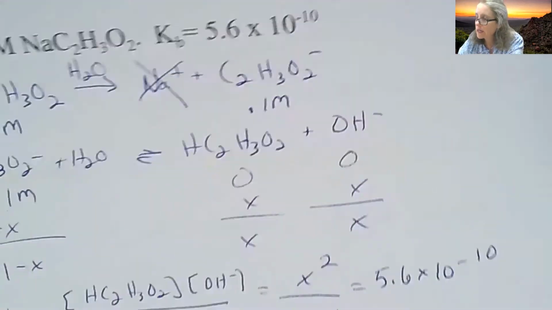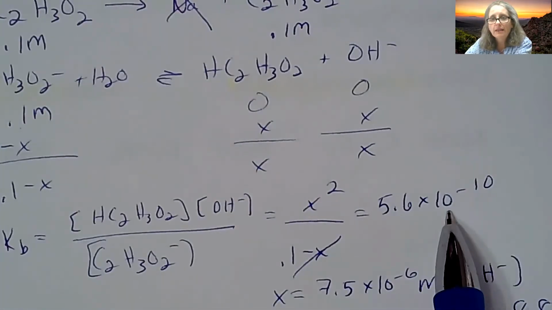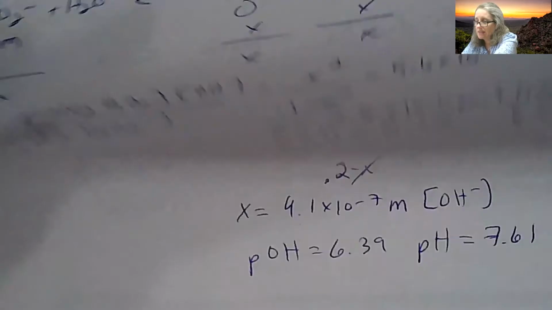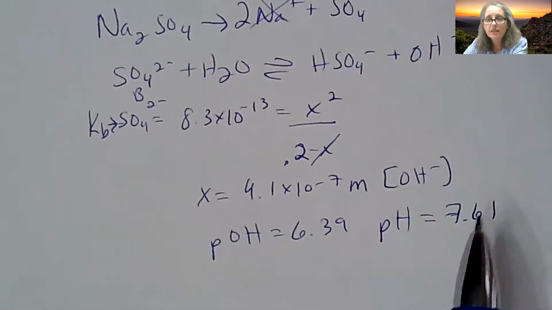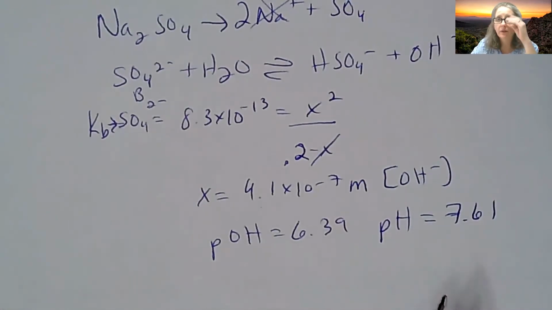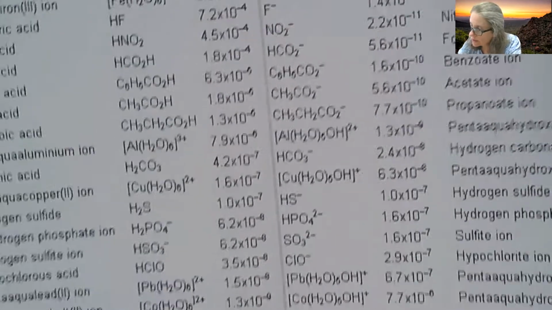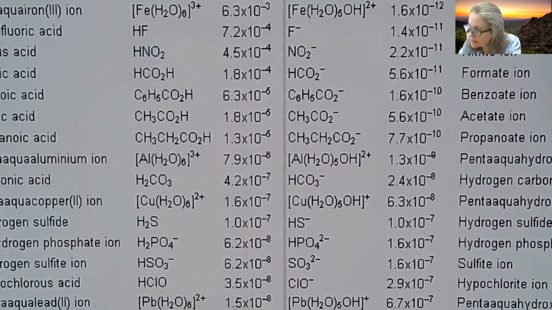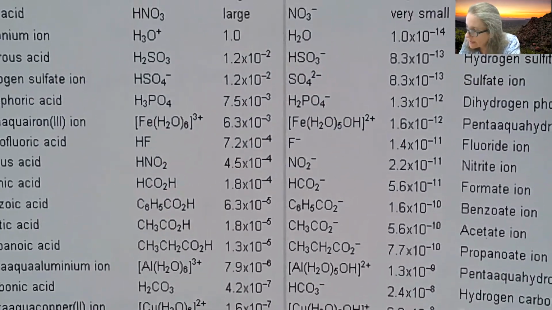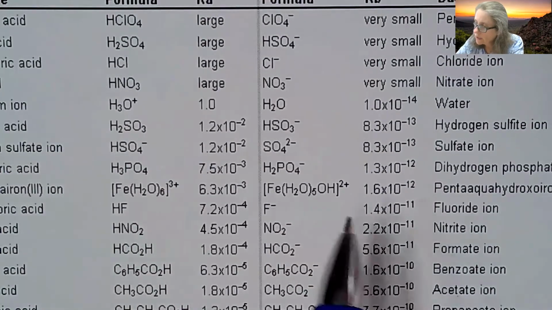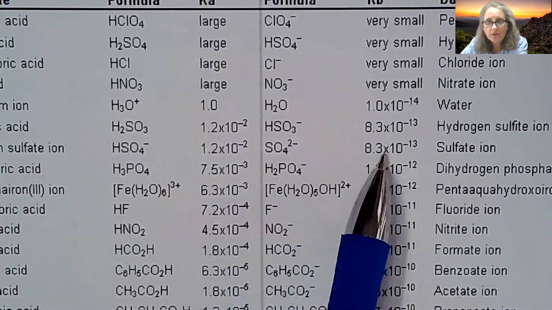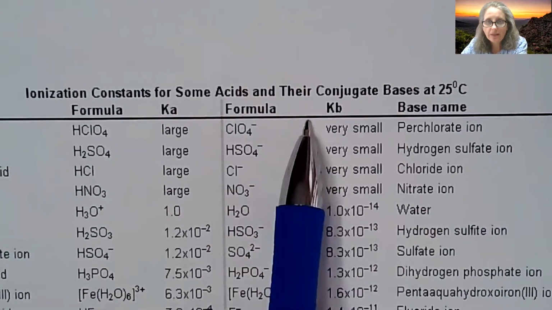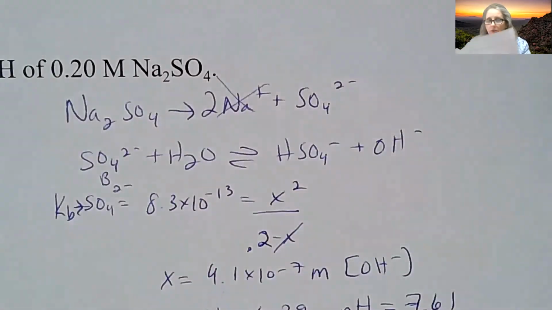Now recognize the last one we did was 10 to the negative 10th. This is 10 to the negative 13. So you will see that the pH is going to fluctuate very much by that Kb or Ka value, whatever it happens to be, also dictated by concentration. But always please be sure that you are looking up, using this table, what ion you're talking about. So this is your Kb value, so it's in the Kb column when you're looking at it.